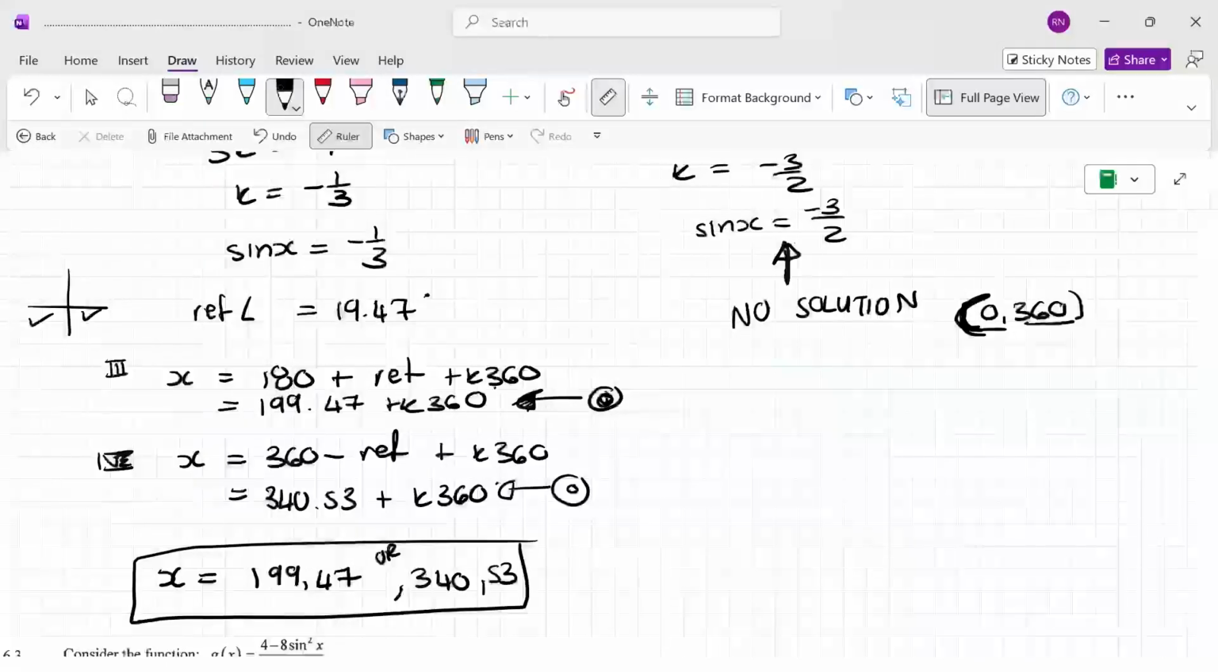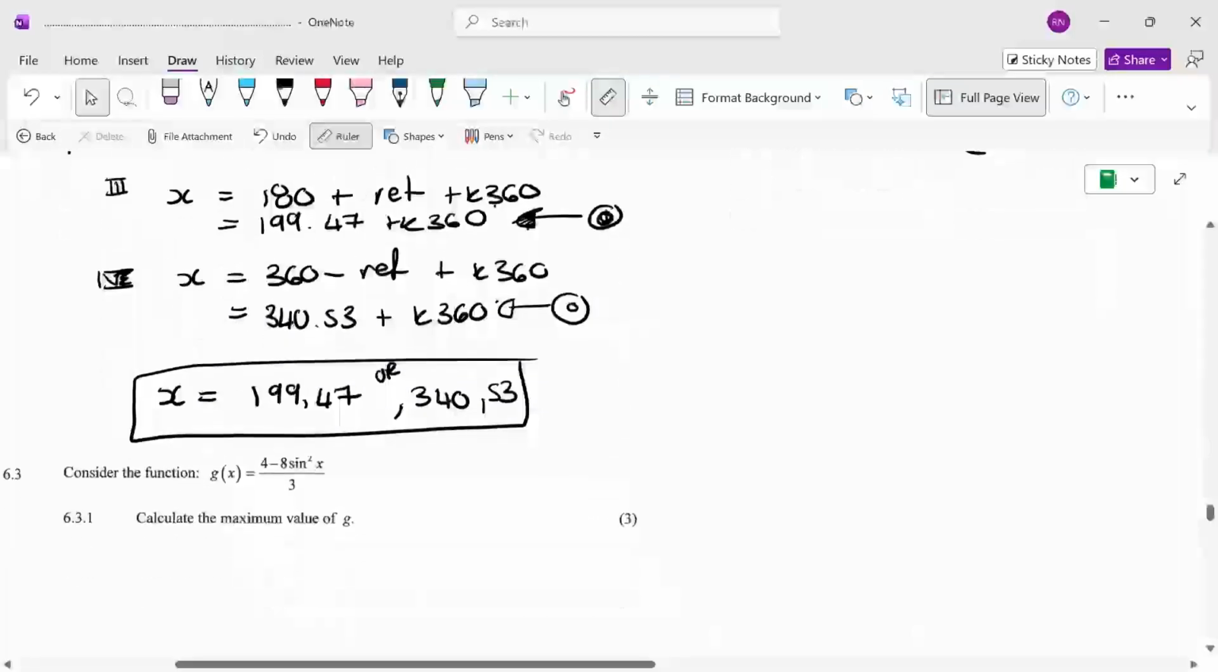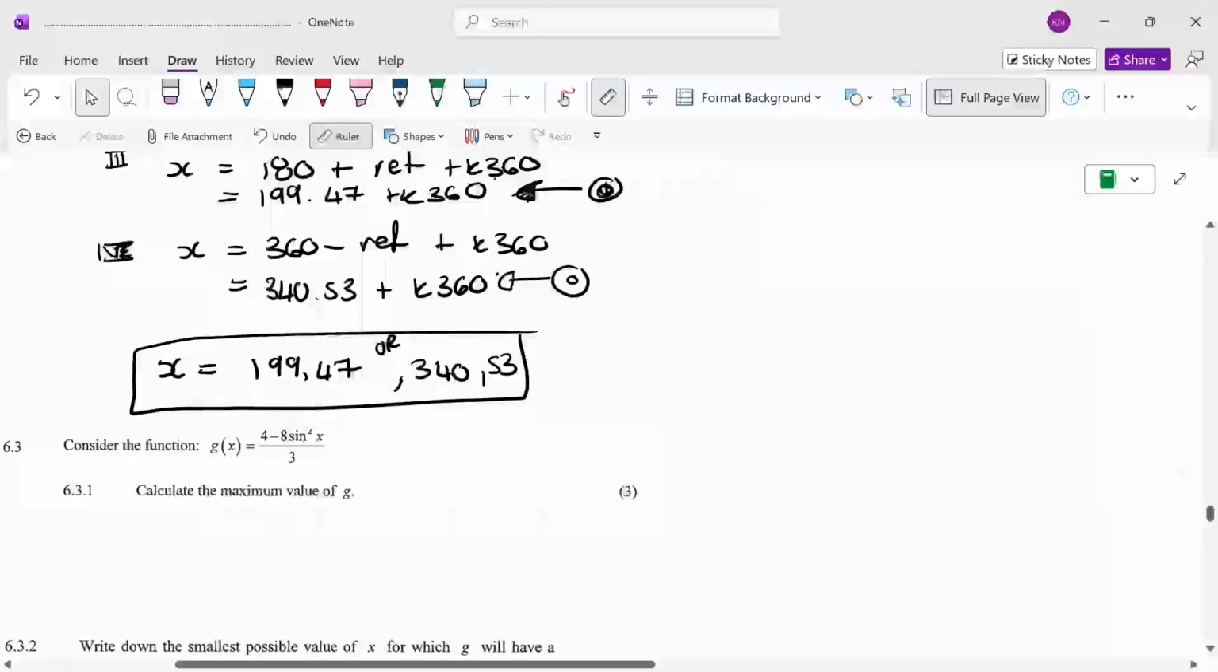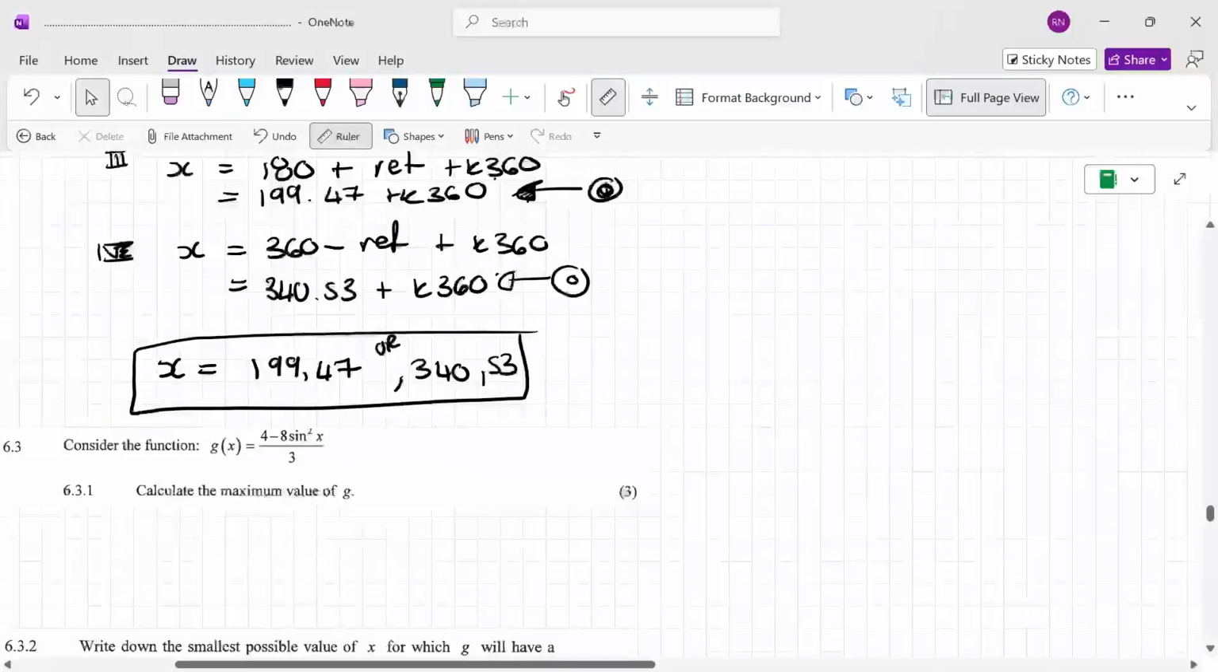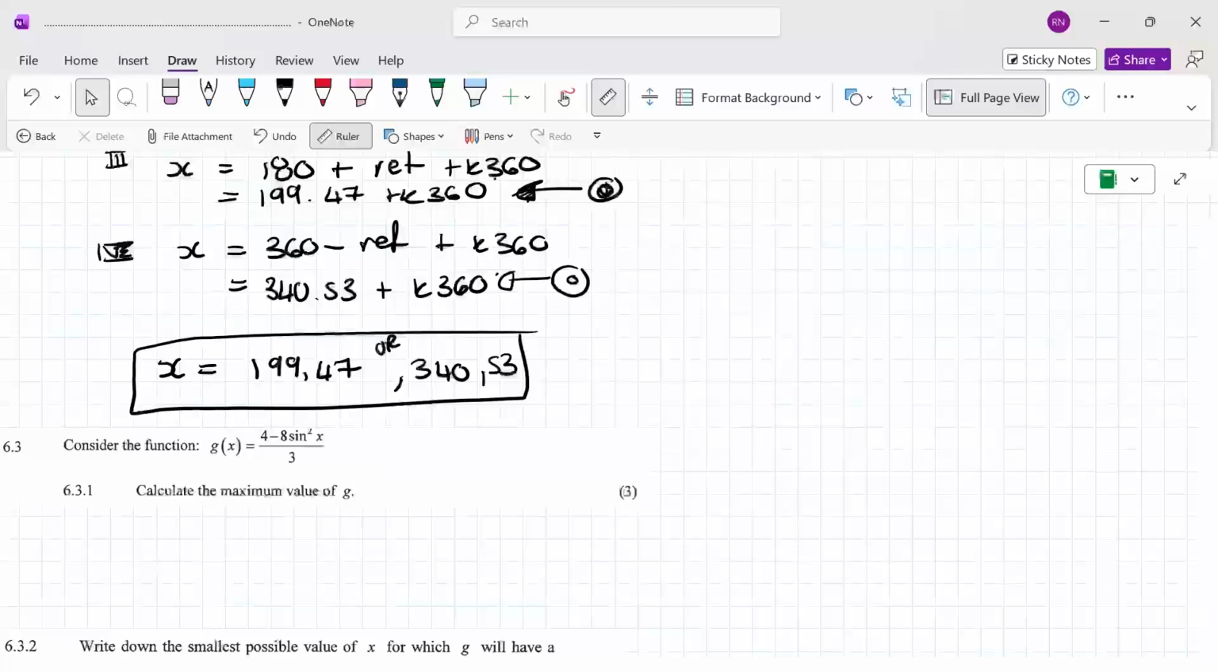So that was what that question was saying. Okay. Then we have this question over here that says, calculate the maximum value for G. We always use 360 except for tan. In tan, we use 180. Yes, we use k360. In tan it is k180 because the period of tan is 180 degrees.